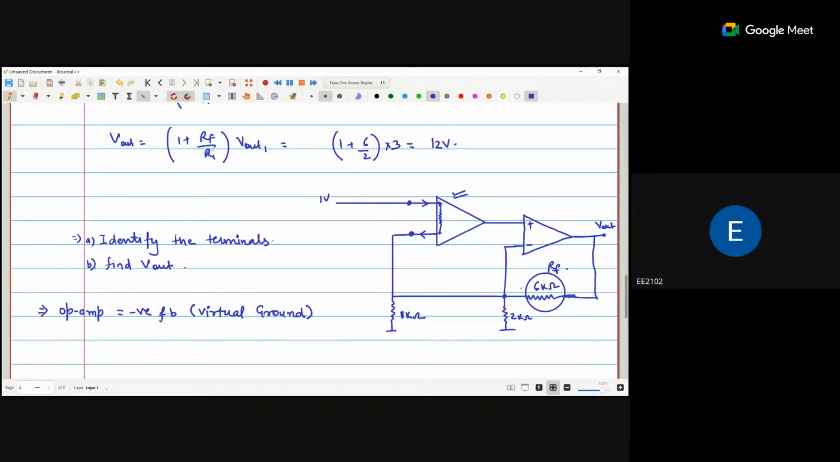So no current will be going this side and no current will be leaving this one. So that means the current in this direction is zero. Similarly, the potential at this point and potential at this point is zero. That means no current is going inside. So the current in this direction is zero. Is it clear? Yes, it is clear.